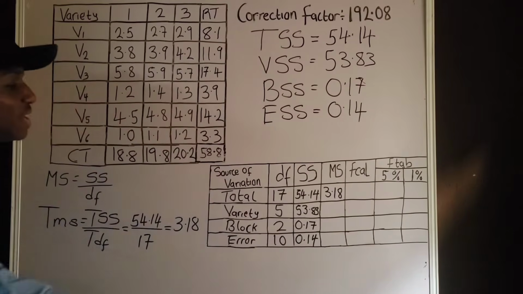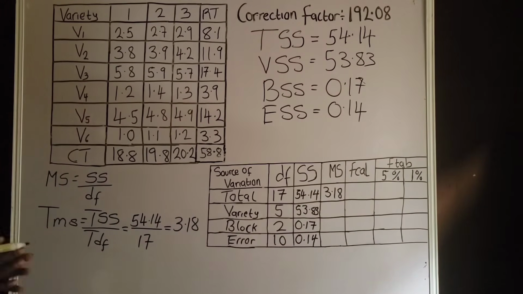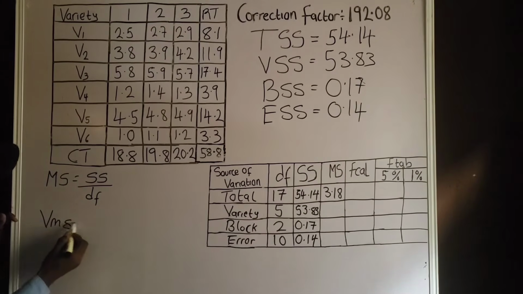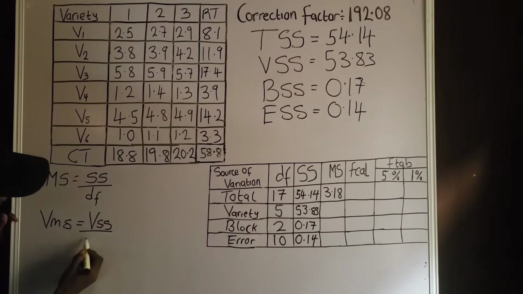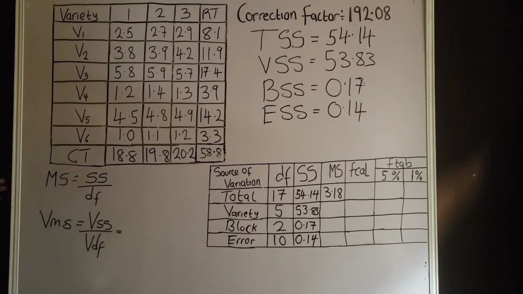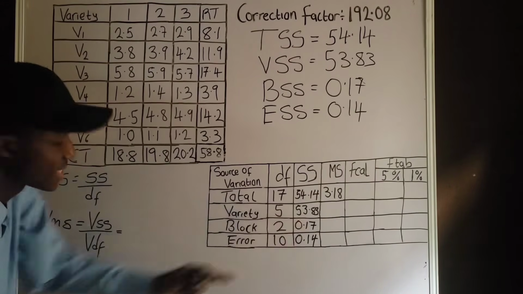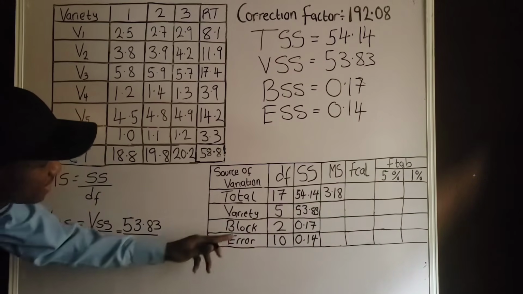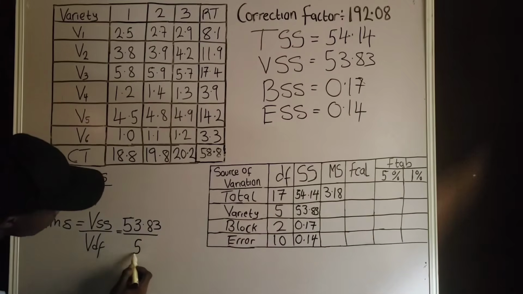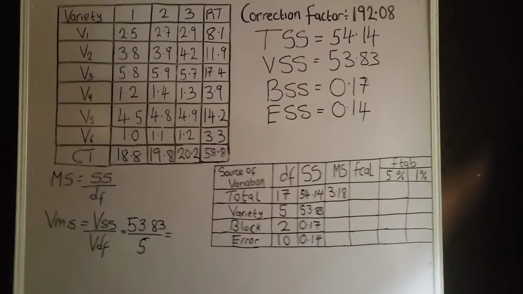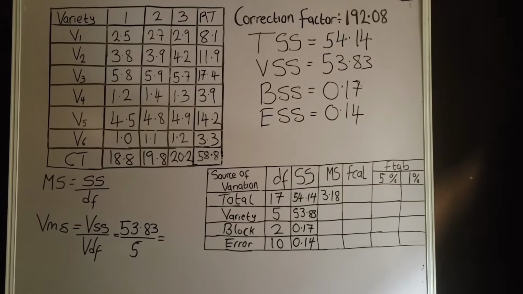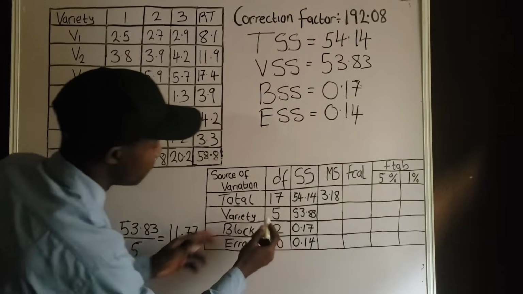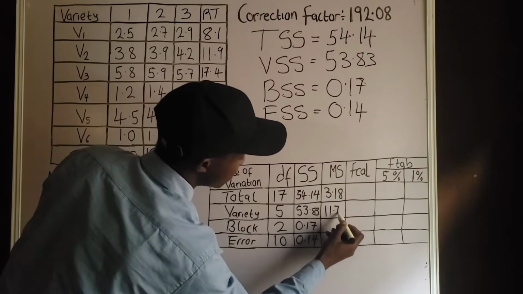So the value of the total mean square for this cell is 3.18. Okay, let us get the variety mean squared, which is also the same thing as treatment mean squared. The variety mean squared is equal to variety sum of squared all over the variety degree of freedom. And the variety sum of squared is 53.83. So I'm going to have 53.83 all over the variety degree of freedom, which is 5. 53.83 divided by 5, the answer is 11.77. So the value of these cells is 11.77.